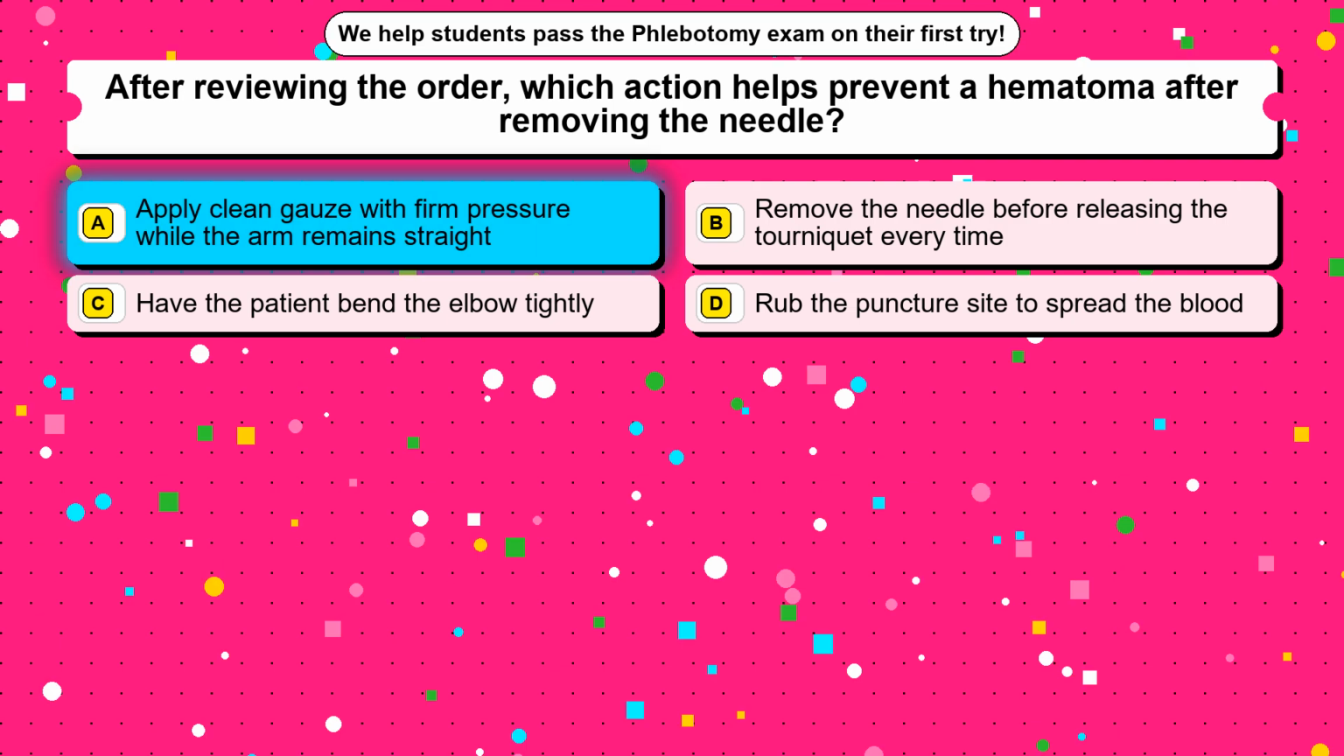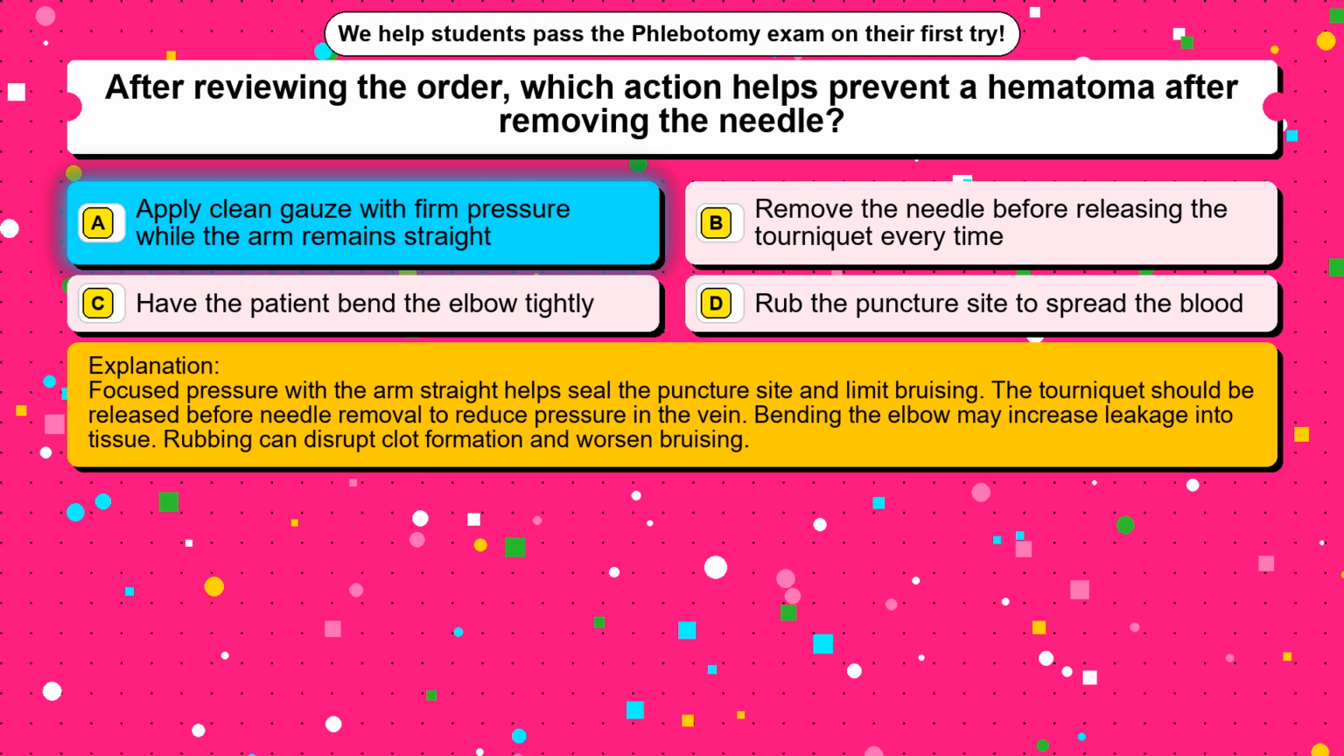The correct answer is option A. Apply clean gauze with firm pressure while the arm remains straight. Focused pressure with the arm straight helps seal the puncture site and limit bruising. The tourniquet should be released before needle removal to reduce pressure in the vein. Bending the elbow may increase leakage into tissue. Rubbing can disrupt clot formation and worsen bruising.